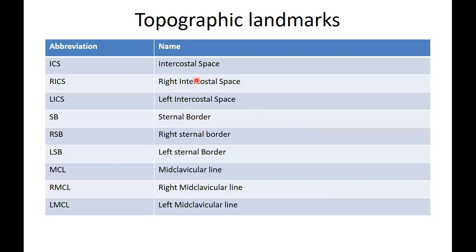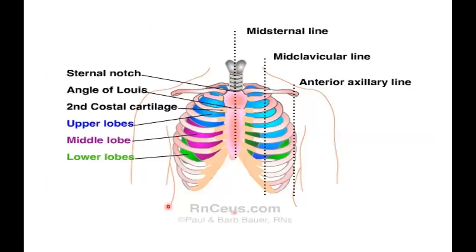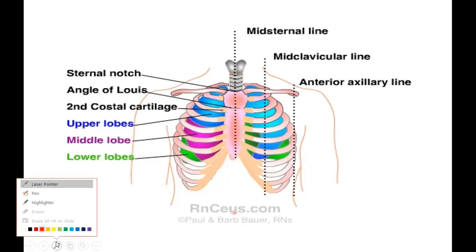The precordium has what we call topographic landmarks that you need to be aware of, and their abbreviations. So we have intercostal spaces. These are the spaces in between the ribs. So we have the right intercostal spaces and left intercostal spaces. Then we have the sternal border. This is the area around the sternum. So we have the right sternal border and left sternal border. Then we have the mid-clavicular line, right and left. So let us look at this diagram here, and probably also get ourselves a pen.